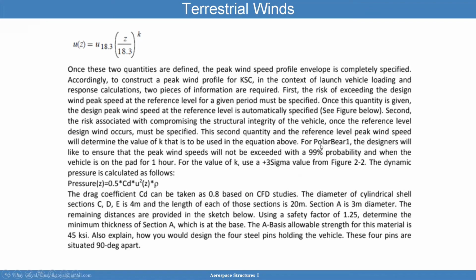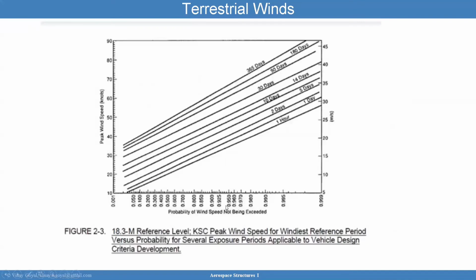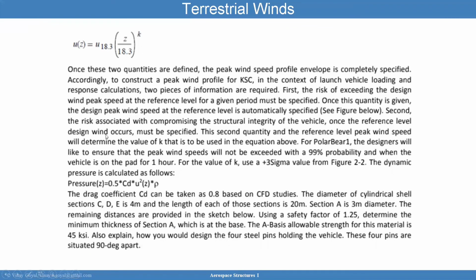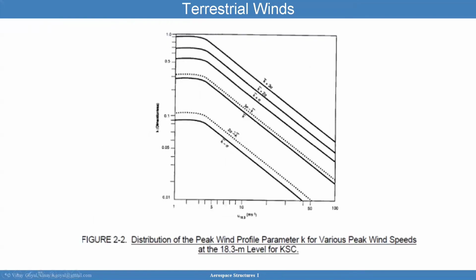So I made up one here, a vehicle called Polar Bear One. I just made it up. The designers would like to ensure that the peak wind speeds will not exceed 99% probability when the vehicle is 1 hour on the pad. So I'll go here, 99% and look at 1 hour on the pad, and that'll give me a value. For K, we can use, for example, here I have various levels here. So here is the speed. So I look at the speed value.